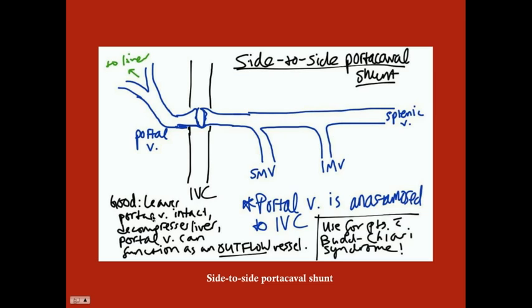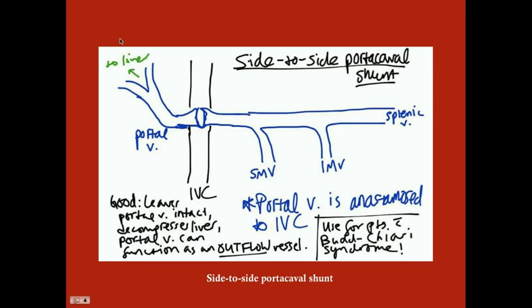So this is good because it leaves the portal vein intact, and so you're not going to get that postoperative hepatic encephalopathy. It also decompresses the liver because when you have a high portal pressure in your liver, blood can now move retrograde back down the portal vein, and so now the portal vein can function as an outflow vessel. And this is really good in patients with Budd-Chiari syndrome.